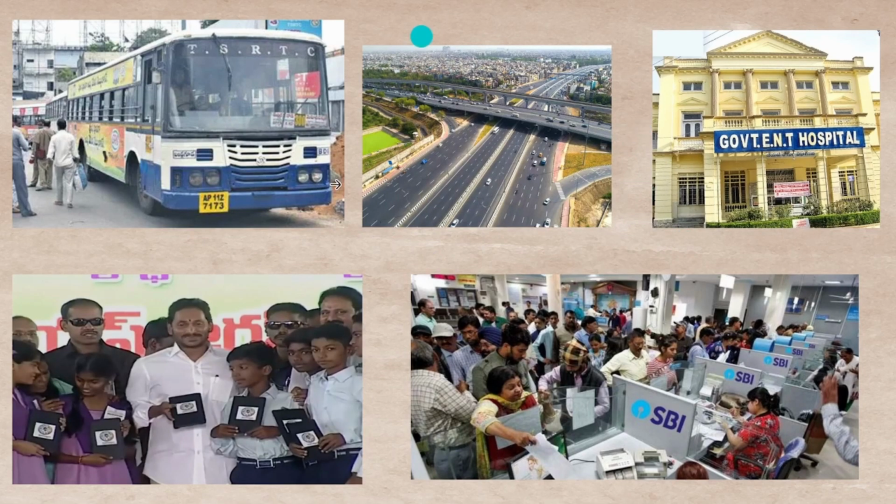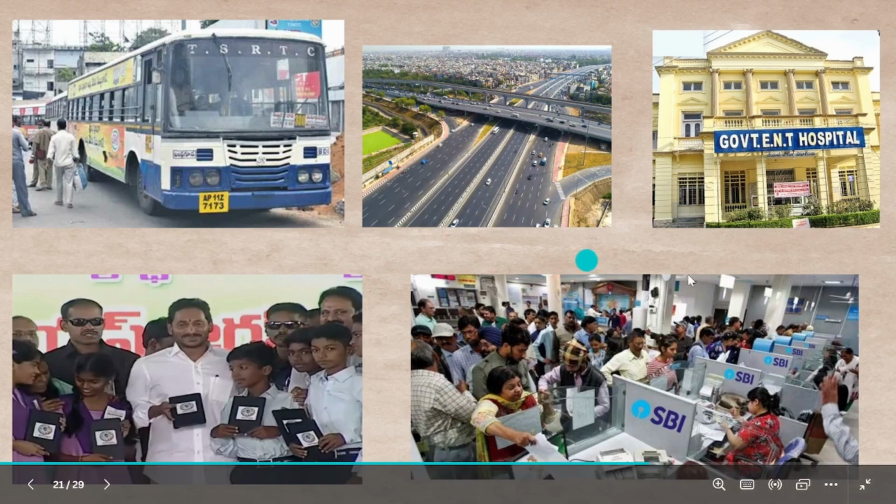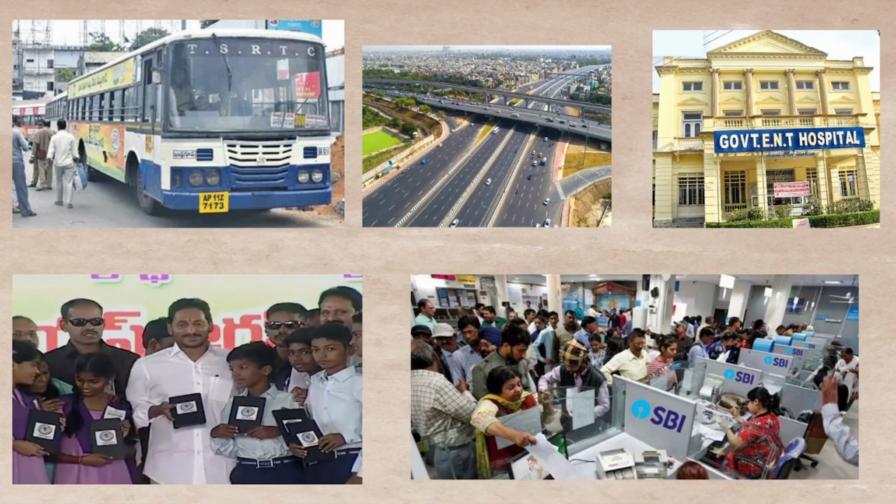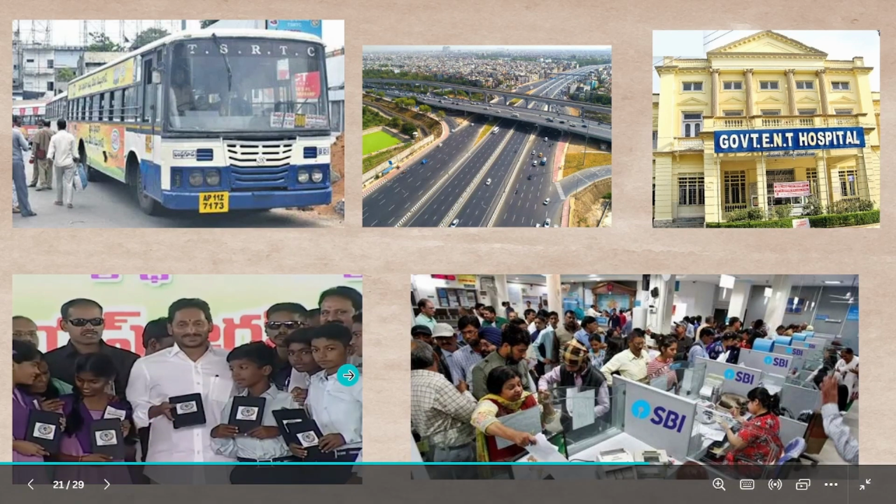We have roads, these big roads and small roads, everything is constructed by government only from the taxes we pay. These are RTC buses, you know very well. Government ENT hospital, for example. Banking is also very important, but this is not covered in the chapter. See, AP people, you know YS Jagan Mohan Reddy, right? He has given tabs for people so that they can watch all the internet content and get good quality education. So this is a government initiative.